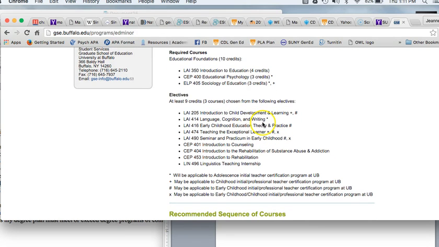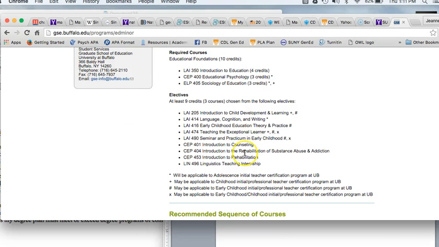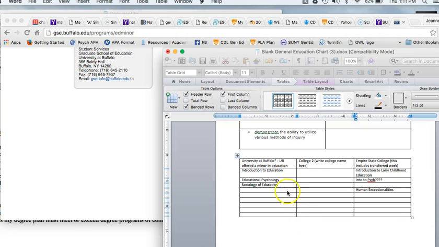Introduction to Child Development and Learning. So they want at least 9 credits or 3 courses chosen from the following electives. I would assume that these are most of what their educational classes are. So let's look at this one, Teaching the Exceptional Learner. That's human exceptionalities for us. And what was the course again? Teaching the Exceptional Learner.